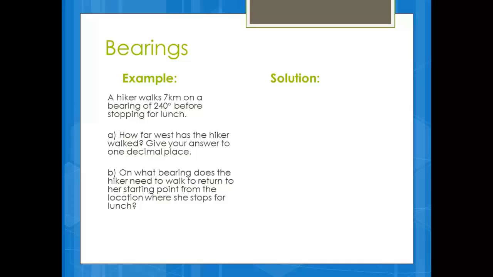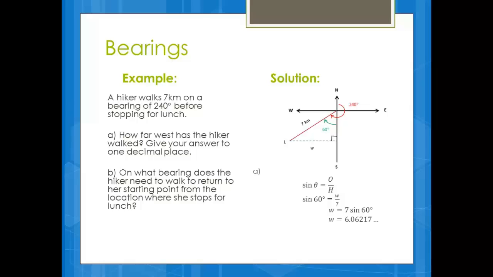In order to solve this problem, we construct a labelled diagram to show the information described in the question. We form a right-angled triangle and label the unknown with a W, then use right-angled trigonometry to solve. This involves the hypotenuse and the opposite side to our 60-degree angle. Substituting gives sine 60 degrees equals W on 7. Isolating W, we get W equals 7 sine 60, giving a distance of 6.1 kilometres to 1 decimal place.